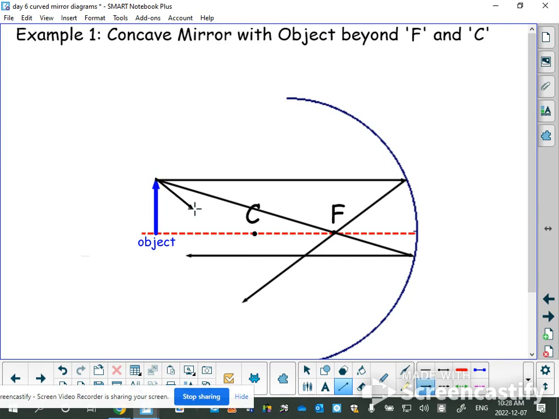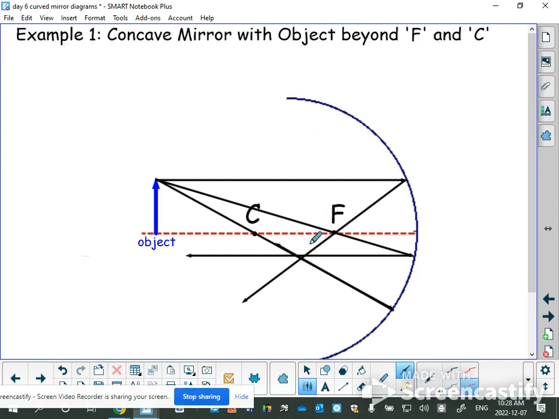Third one, top of the object, through the center of curvature, and back along itself. So you'll notice, and I totally didn't go back along itself, you'll notice that my three lines cross, right? My three lines cross right here. That is where I'm going to draw in my image. So I'm just going to take a pencil and I'm going to draw in my image.